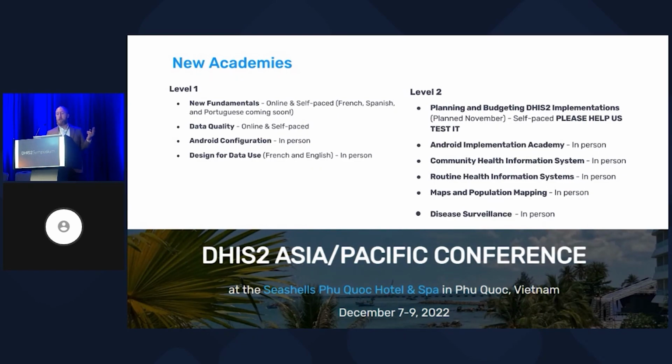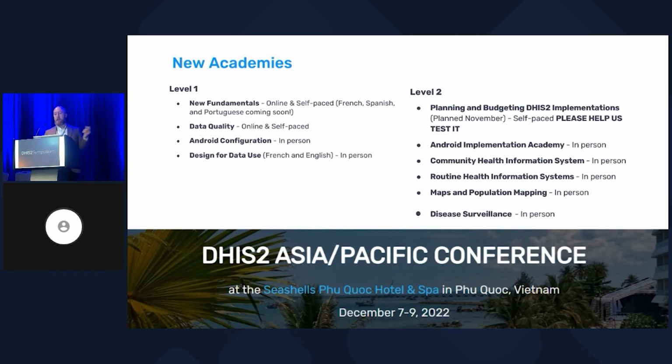Level 2, we have some new academies coming up that are quite exciting. We have our very first planning and budgeting DHIS2 implementations, which I assume the vast majority of you work on a daily basis. This one we are going to launch in November, and we're looking for beta testers. So if this is your area of expertise, which probably a lot of you, please help us test this academy and let us know if it's useful information, if the questions are right, content is good, et cetera.